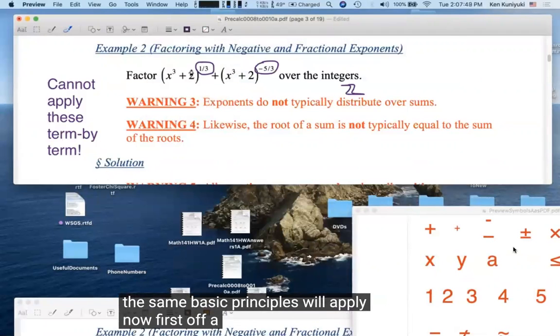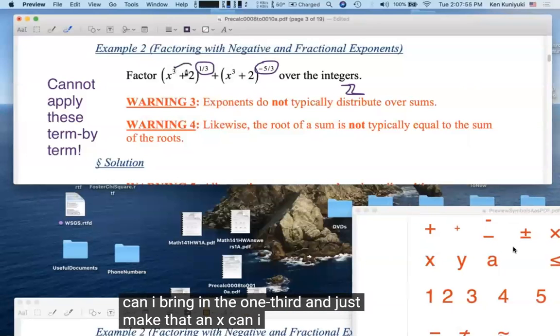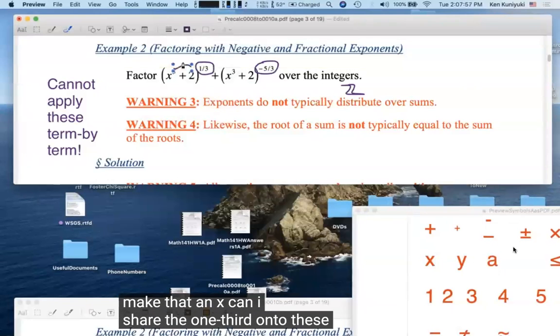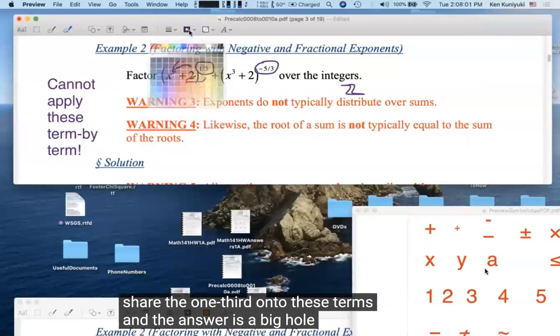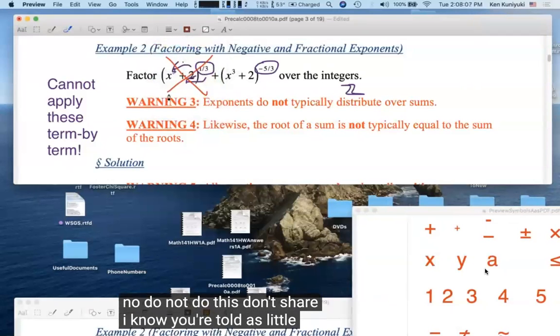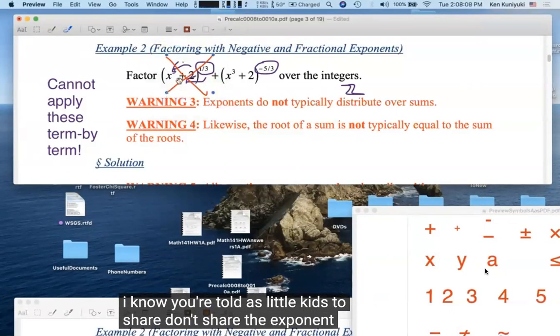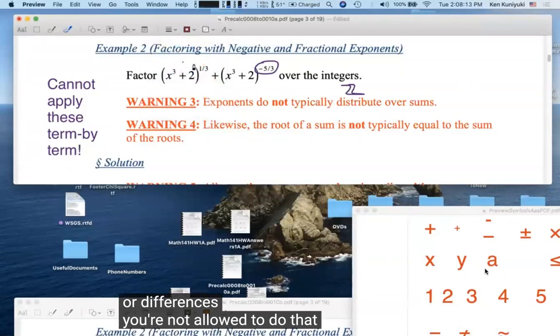Now, first off, a lot of students like to say, oh, can I bring in the 1/3 and just make that an x? Can I share the 1/3 onto these terms? And the answer is a big ol' no. Do not do this. Don't share. I know you're told as little kids to share. Don't share the exponent over sums or differences. You're not allowed to do that.